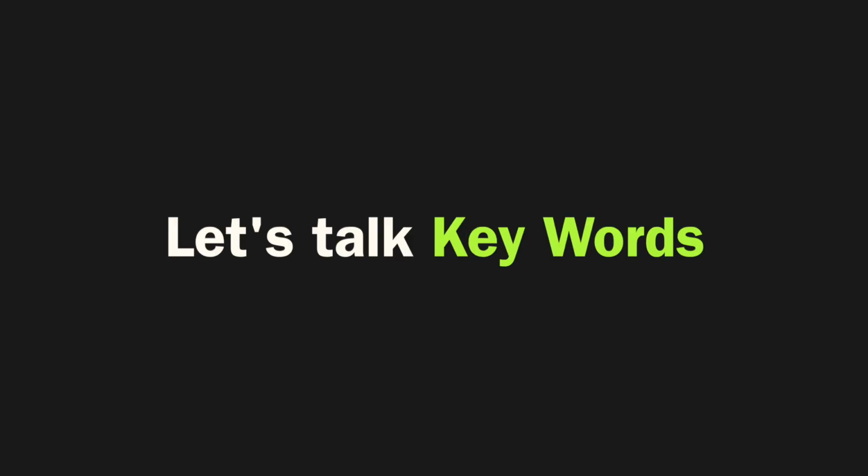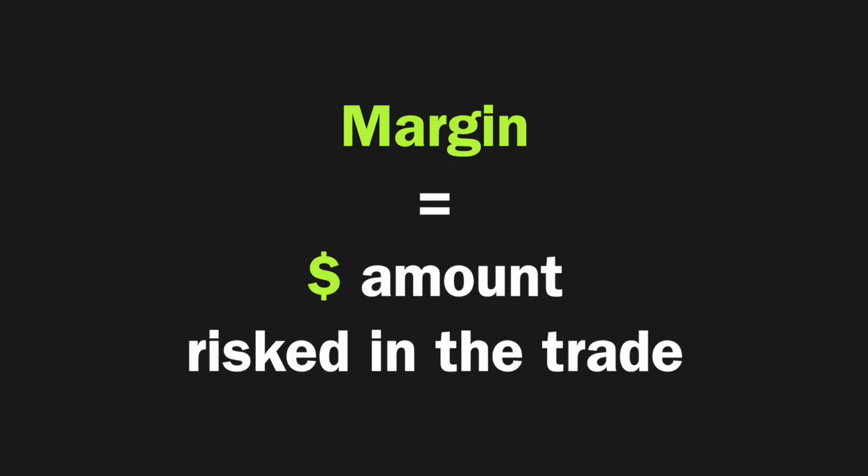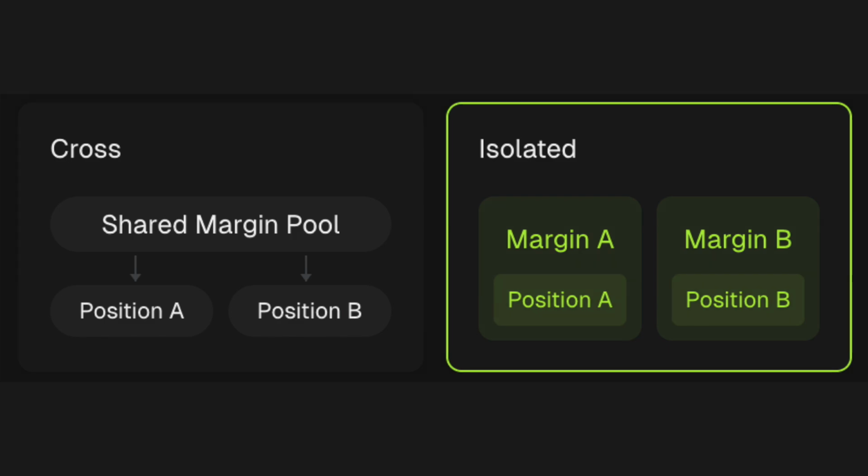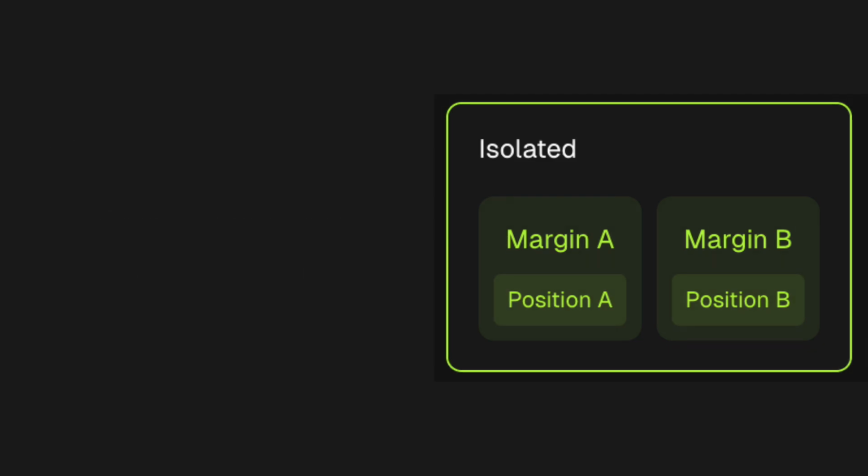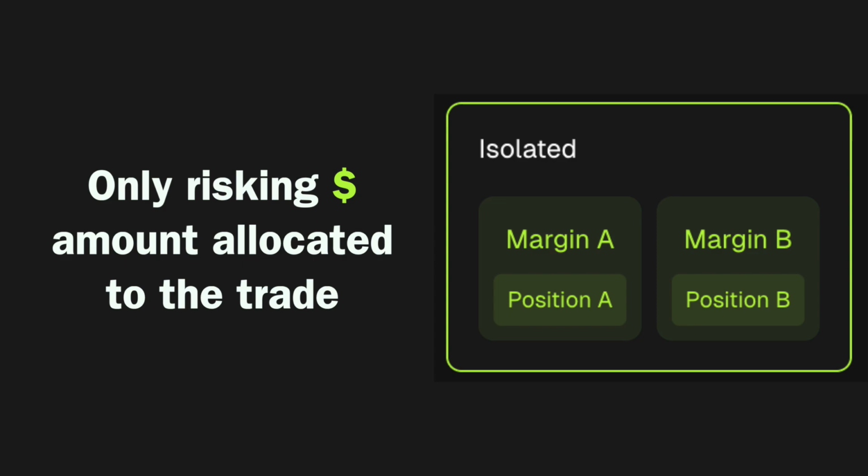First, let's go over some of the keywords you'll come across when trading, starting with margin. In simple terms, your margin is the total dollar amount you're risking when you open a futures trade. There are generally two margin modes: isolated or cross margin. In isolated margin mode, you are only risking the dollar amount that you allocate to that one position. For example, if you opened a long position with a $50 margin, the most you can lose is $50, regardless of how much you have in your account.